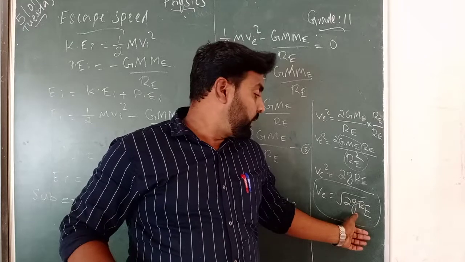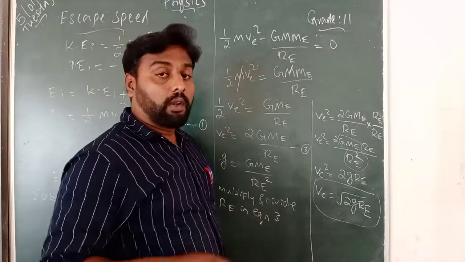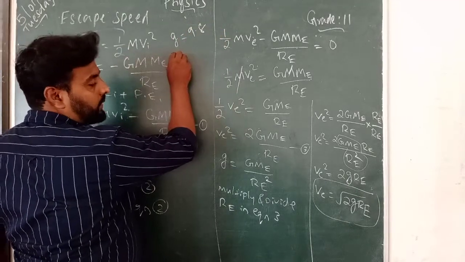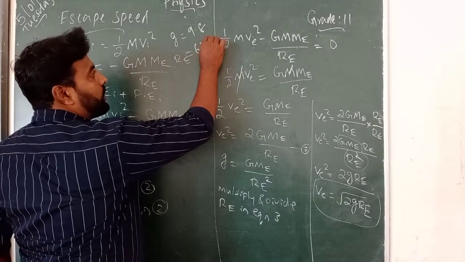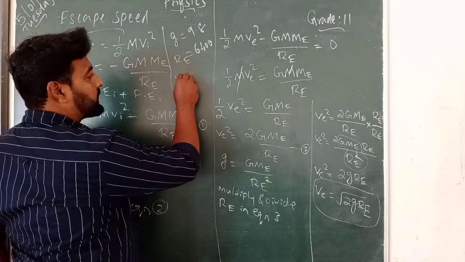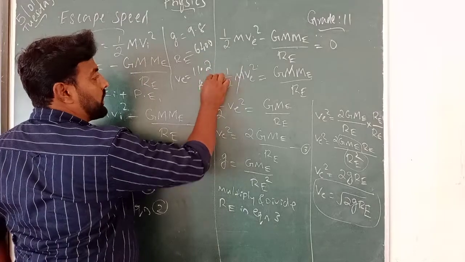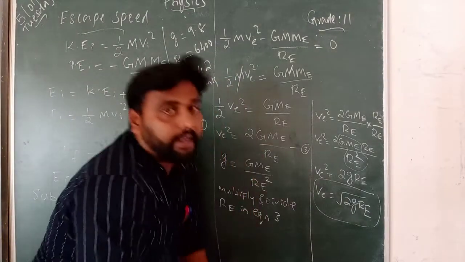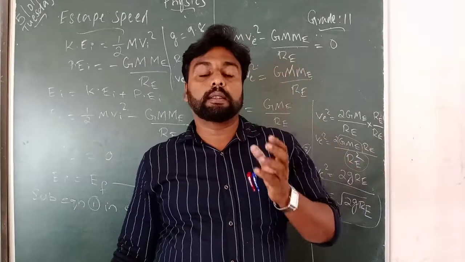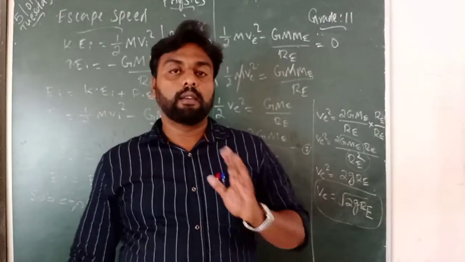This escape speed depends upon the gravitational acceleration g and the radius of the earth. We know the value g is equal to 9.8 meter per second squared, and the radius of the earth RE is equal to 6,400 kilometers. So when you substitute these values in this equation, you will get the escape speed 11.2 kilometers per second. So this speed is enough for hydrogen and helium to escape from the Earth's surface when we compare to nitrogen and oxygen.